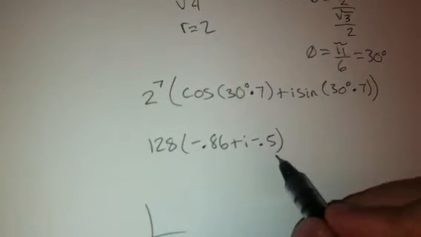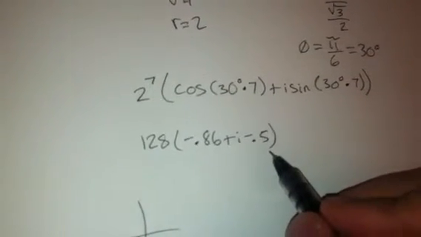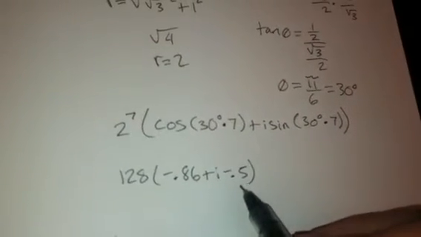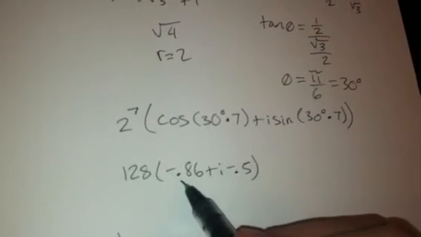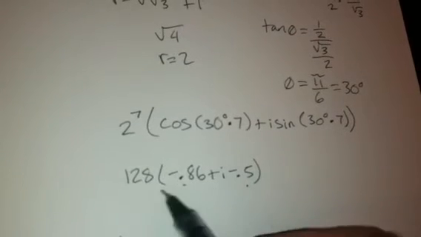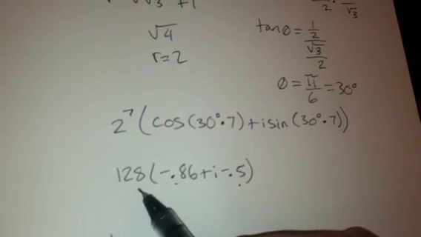We can multiply it out and that will give us our answer, or we could have used the unit circle to find the radical value here and here and then multiplied by 128, and that would give us our answer as well.